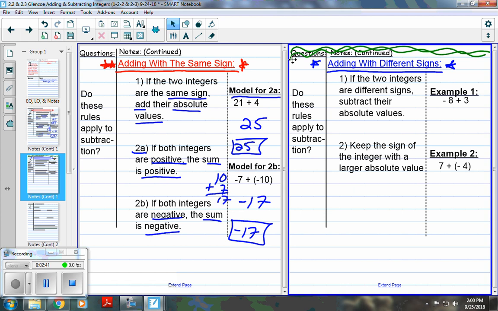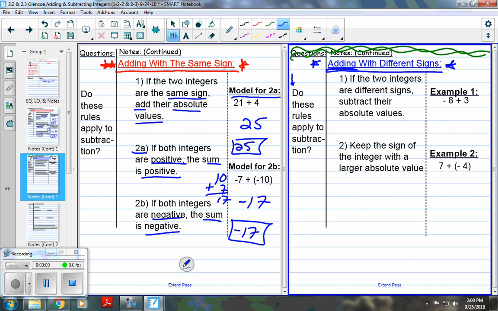Excellent. Welcome back. Okay, so now we're going to figure out the rules of adding 2 integers whenever there are different signs. And this reflection question is important here on the left side. Do these rules apply to subtraction? No, they don't. You have to turn subtraction problems into addition problems before you can use any of these rules. That's why they all start with the word adding.